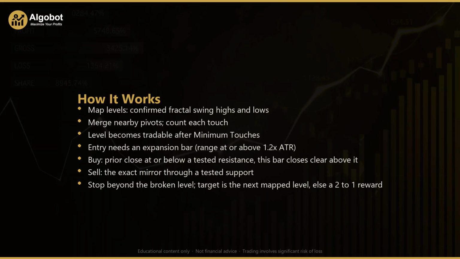When an expansion bar does appear, the strategy looks for a breakout. For a buy, it scans tested resistance levels, those touched at least the minimum number of times. The signal needs the prior bar's close to have been sitting at or below that resistance, and the just closed bar to close clear above it, beyond a break buffer scaled by the average true range. When several levels qualify, it selects the strongest cleared shelf.